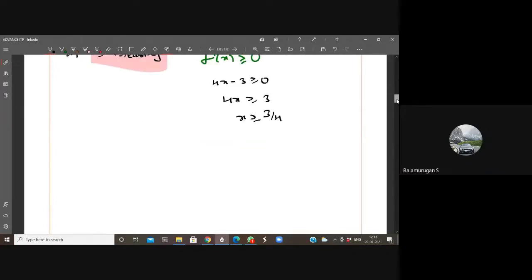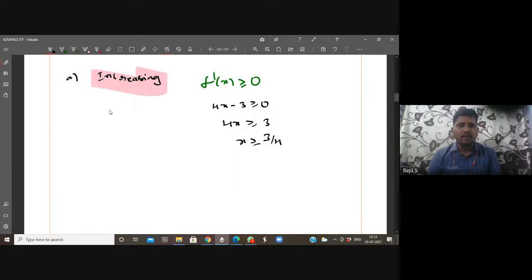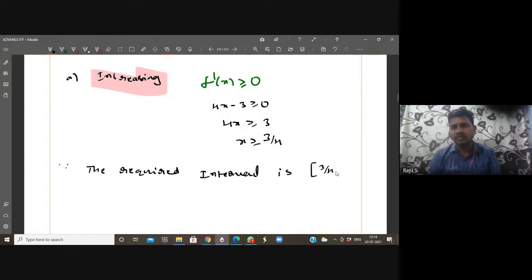Yeah. So here, if you take any real line, actually, here we can write like this. So therefore, the required interval is 3 by 4 to infinity. That's all.